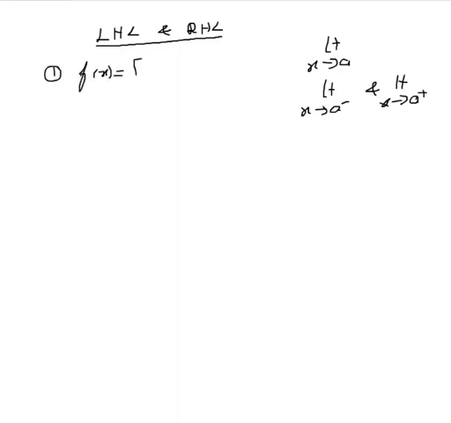If f of x has two different definitions, say, for example, for x greater than or equal to a and for x less than a, then we need to do LHL and RHL. So for LHL we use the x less than a definition, for RHL we use the x greater than a definition. And we have to see whether those two limits are tending to the same value or not. If they don't tend to the same value, we conclude that the limit does not exist.